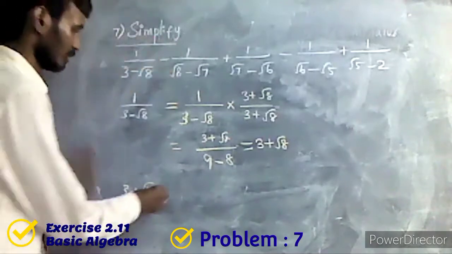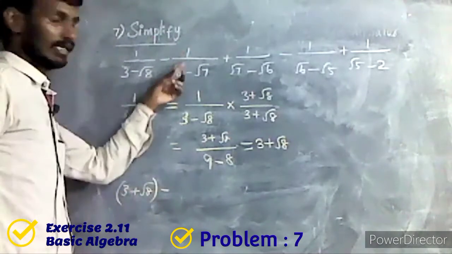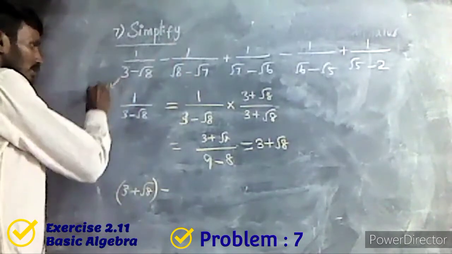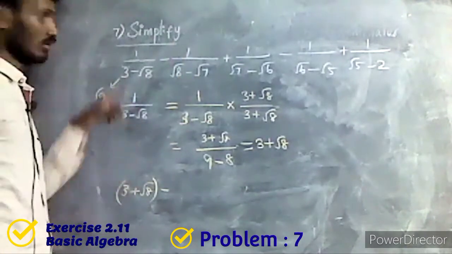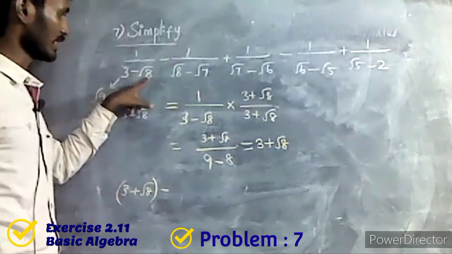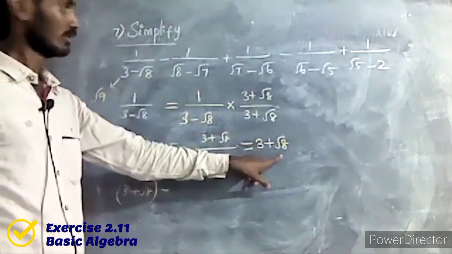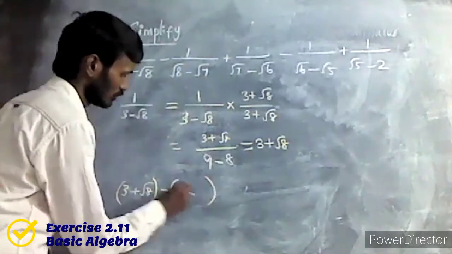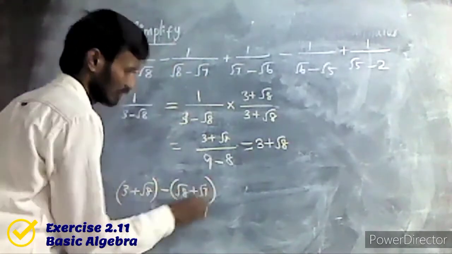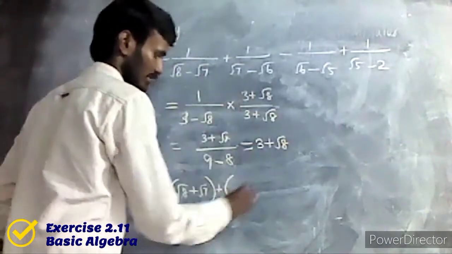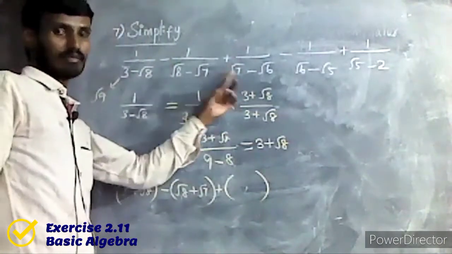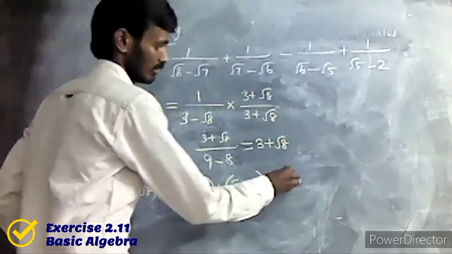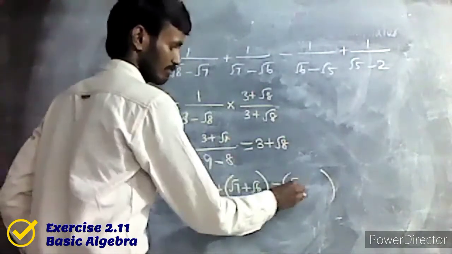So what is the second term answer? It is 1 by root 8 minus root 7. All of you note it. This 3 will be root 9. So 1 by root 9 minus root 8 is just root 9 plus root 8. So 1 by root 8 minus root 7 is root 8 plus root 7. Similarly, third term, 1 by root 7 minus root 6, means root 7 plus root 6 only. Fourth term, root 6 plus root 5 only.